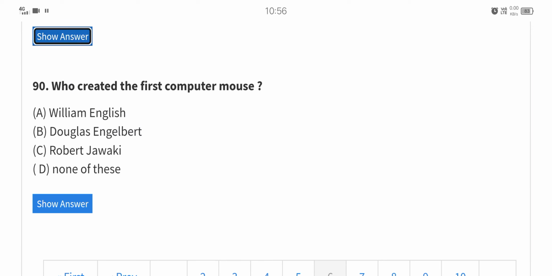Who created the first computer mouse? Douglas Engelbart. Who created the first computer mouse? Douglas Engelbart. I have taken the correct name.